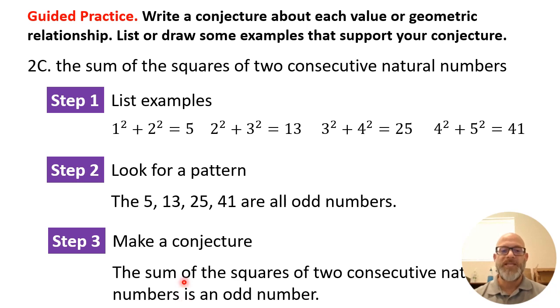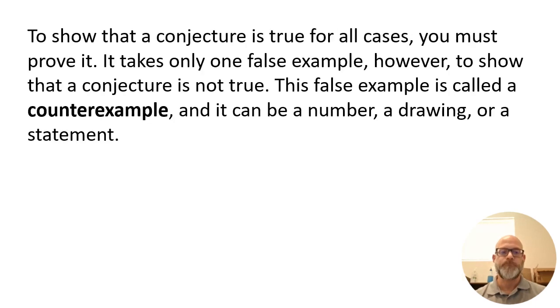Notice my language here. I'm taking my language right from the original question. The sum of the squares of two consecutive natural numbers. Look at my conjecture. The sum of the squares of two consecutive natural numbers is an odd number. Noun, verb, noun. That's how we always talk in math. All right. Last thing in this chapter is counterexamples. To show that a conjecture is true for all cases, you must prove it. It only takes one false example to show that a conjecture is not true. This false example is called a counterexample, and it could be a number, a drawing, or a statement.